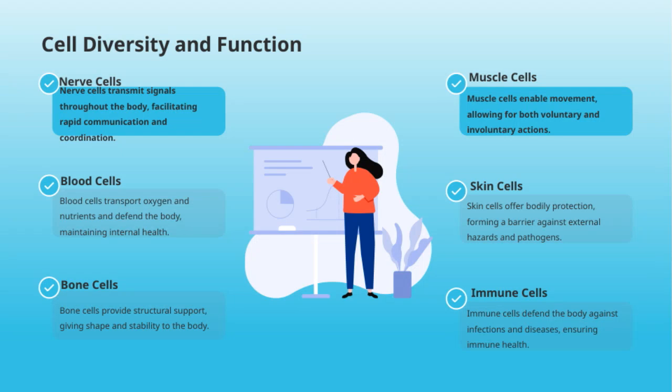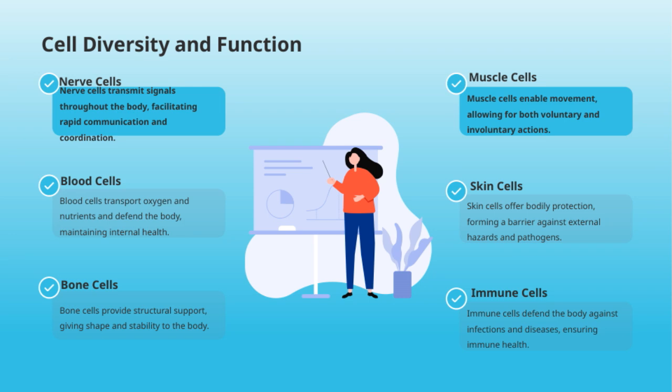Let's take a closer look at cell diversity and function. Different types of cells in our body have specialized roles that contribute to our overall health and functionality. For example, immune cells play a crucial role in defending the body against infections and diseases, helping us stay healthy. Skin cells, on the other hand, act as a protective barrier, shielding us from external hazards and pathogens.